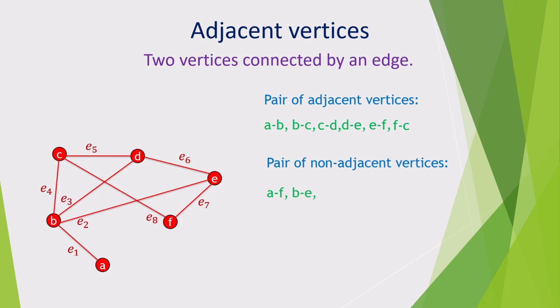B and E. Actually, B and E is not a pair of non-adjacent vertices. By mistake I have written it here. But B and F is a pair of non-adjacent vertices. D and F is a pair of non-adjacent vertices because there is no edge between D and F. So in short, if there is an edge between two vertices, then we call those two vertices adjacent, and if there is no edge between two vertices, then we call those two vertices non-adjacent.